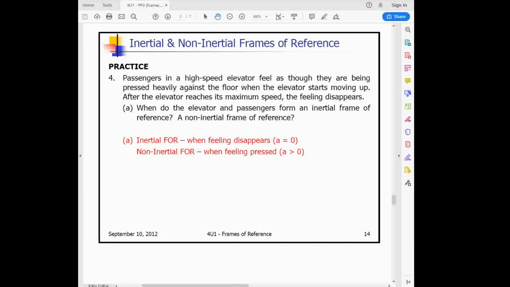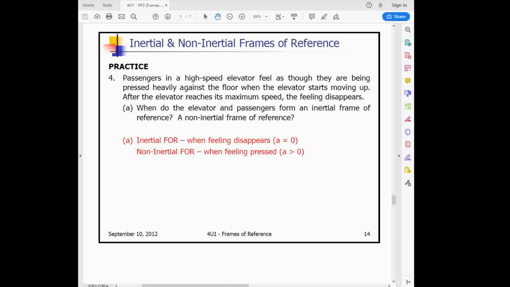So there are going to be a few questions you have on elevators in this course. Elevators are a nice application of physics that allows us to observe an inertial frame of reference and a non-inertial frame of reference and what the effects of them are quite easily, because it's something we are familiar with. Passengers in a high-speed elevator feel as though they are being pressed heavily against the floor when the elevator starts moving up. And after the elevator reaches its maximum speed, the feeling disappears.